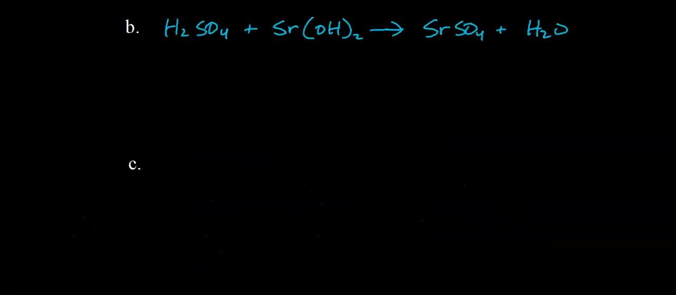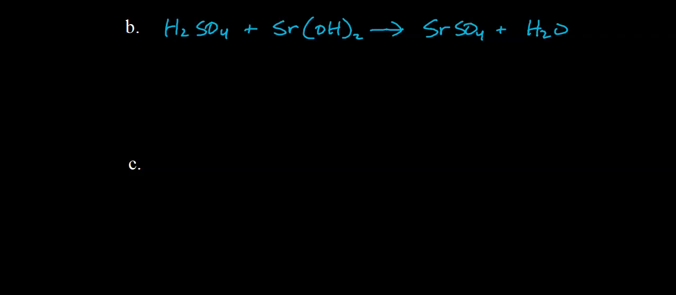Take a look at letter B. We have sulfuric acid, which is a strong acid, and strontium hydroxide, which is a strong base. This reaction produces strontium sulfate and water. This reaction is unique for a couple reasons. One, it produces a precipitate. Strontium sulfate is insoluble. Your book says moderately soluble. Insoluble in water.